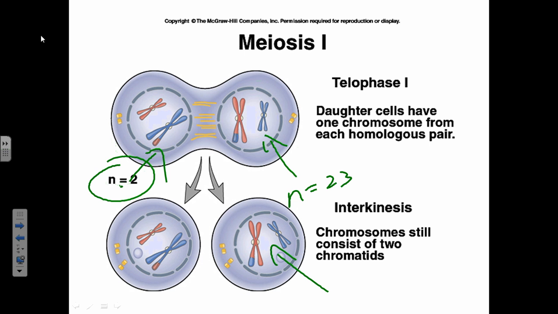The DNA does not get copied, because if it did, that would put you back at how many chromosomes? If you had 23 and you did S phase, you'd be back at 46. That's not where we want to go. So during this interphase, or what they're called interkinesis here, the DNA doesn't get copied. It goes straight into part 2 of meiosis.